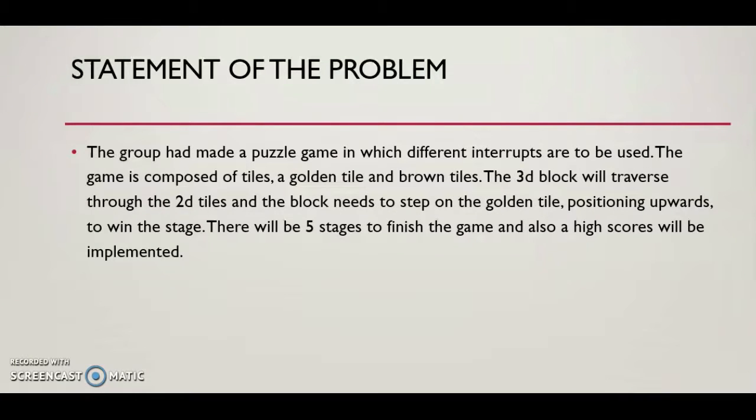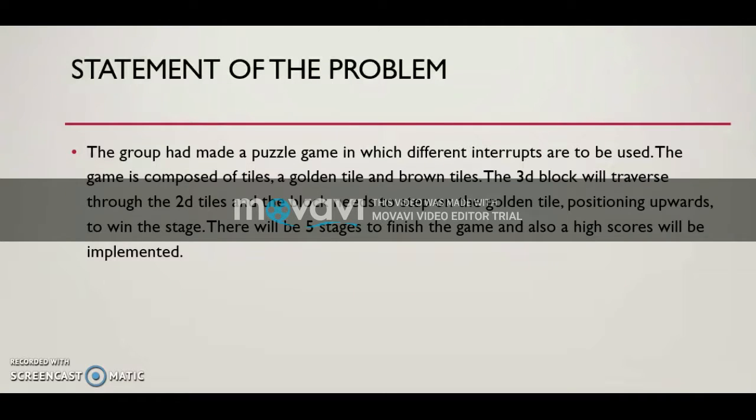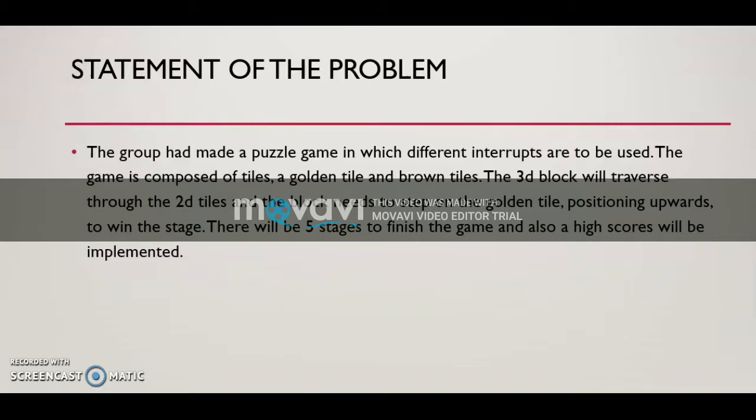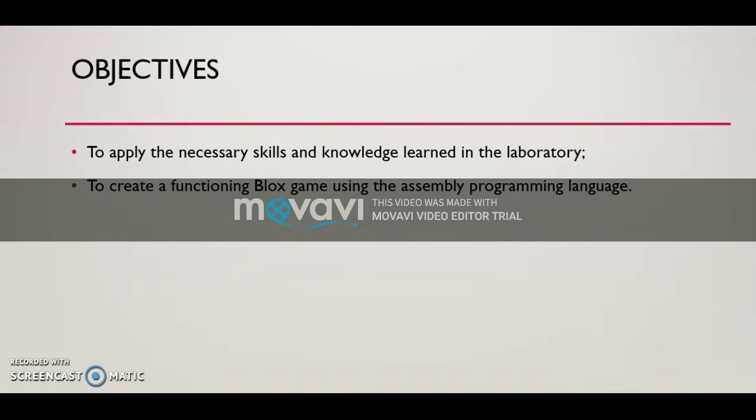So for the statement of the problem, the group had made a puzzle game in which different interrupts could be used. The game is composed of tiles, a golden tile and brown tiles. The 3D block will traverse through the 2D tiles, and the block needs to step on the golden tile, positioning upwards to win the stage. There are 5 stages to finish the game, and also high scores will be implemented.